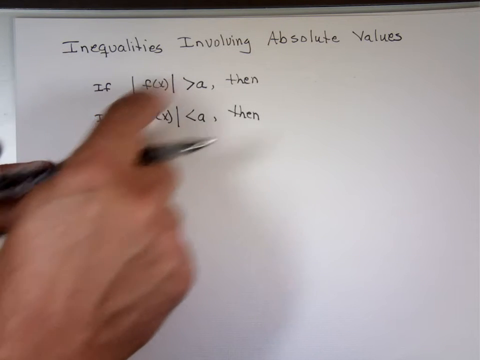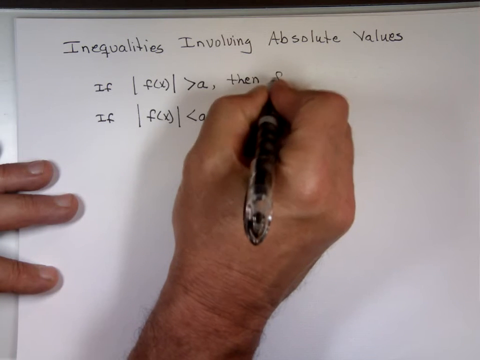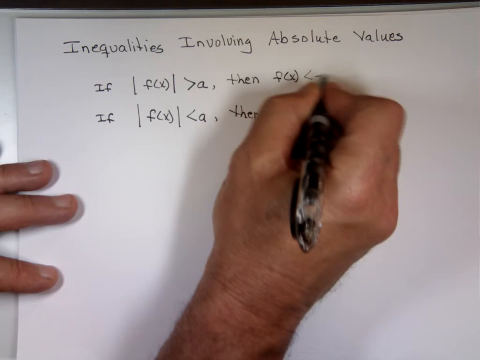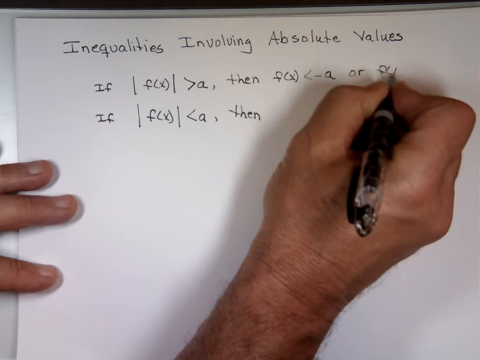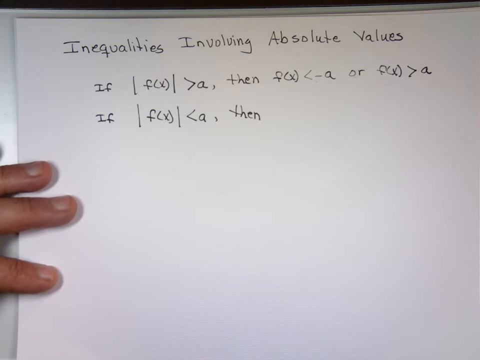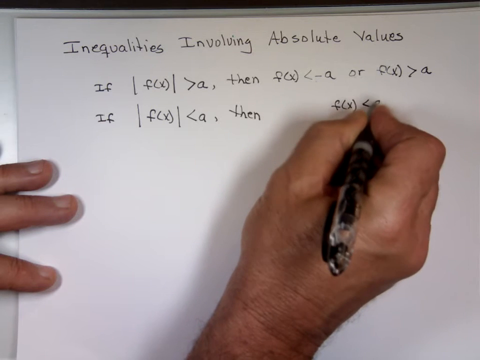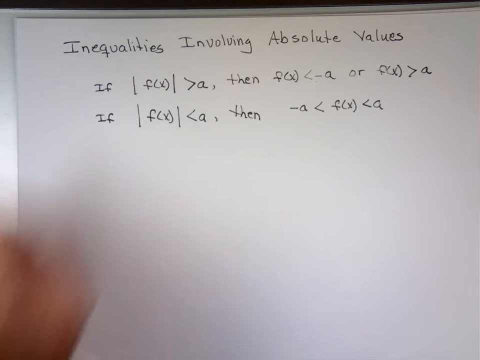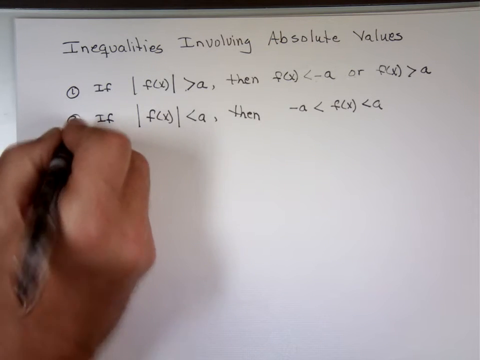If I have the absolute value of f of x greater than a, I can write that as two problems. One of them says f of x is less than negative a, or f of x is greater than a. If I have less than, I can write that f of x is less than a and greater than negative a. So these are the two rules I'm going to be using. If it's greater than, I'll use that one. If it's less than, I'll use rule number 2, this one.